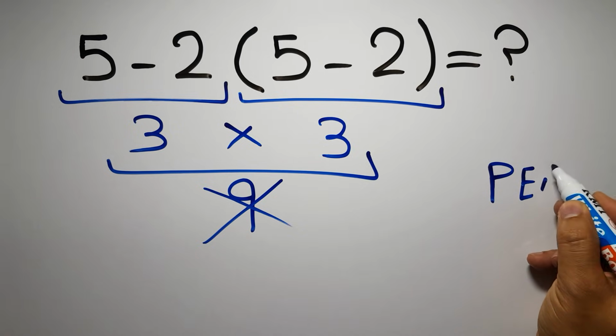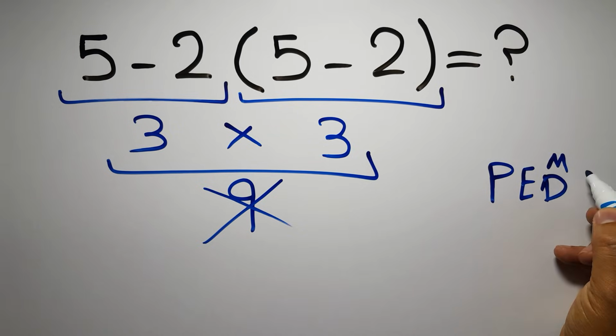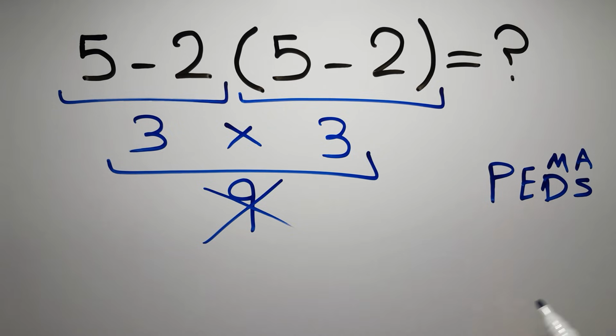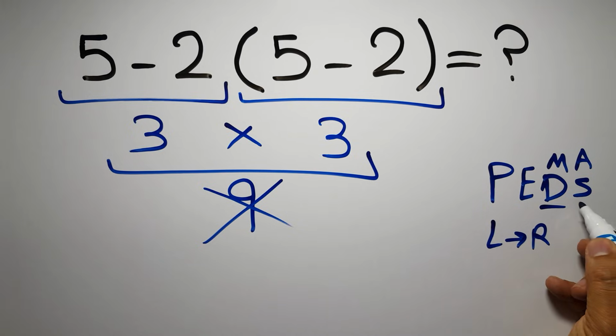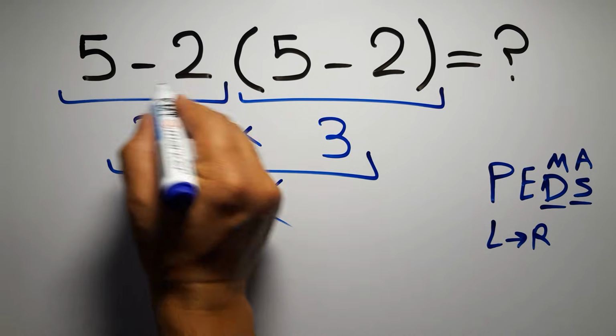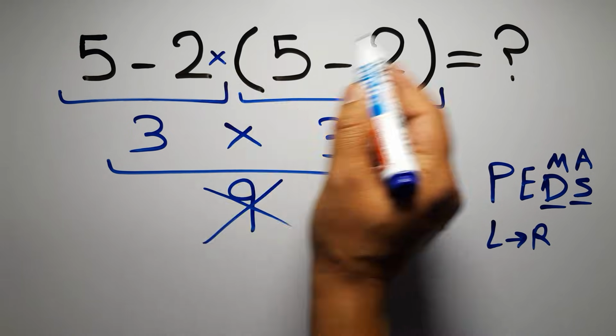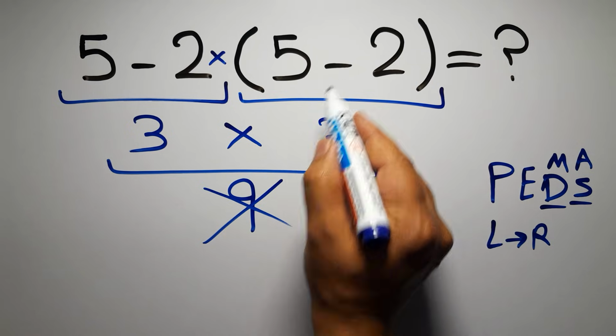exponents, then multiplication or division, and then finally addition or subtraction. Remember that multiplication and division have equal priority and we have to work from left to right. And the same applies to addition and subtraction. In this expression, we have one subtraction, one multiplication, and one parenthesis. Inside this parenthesis, we have one subtraction.